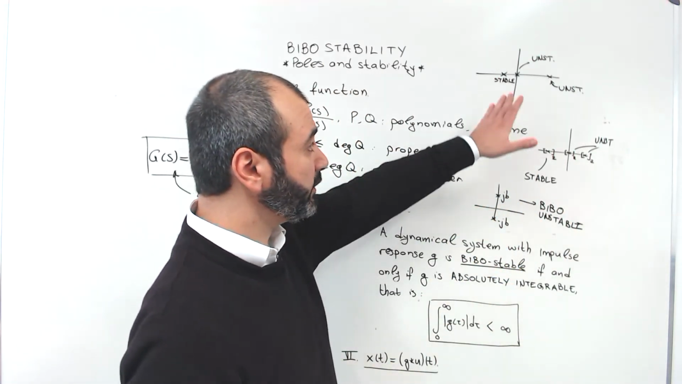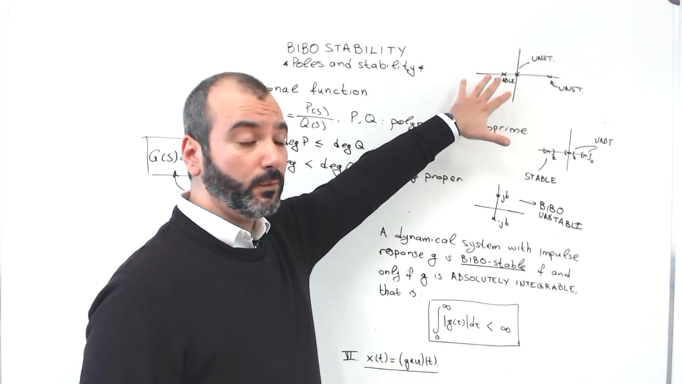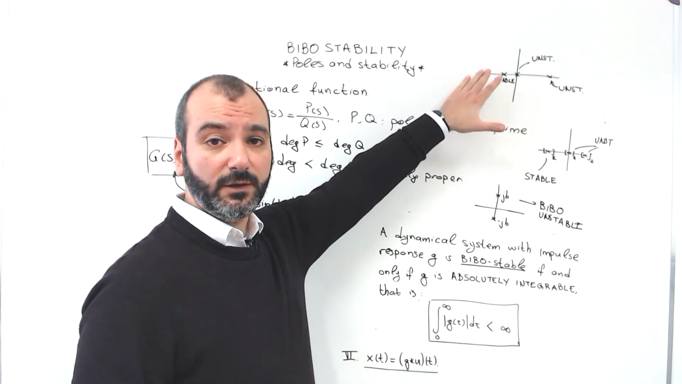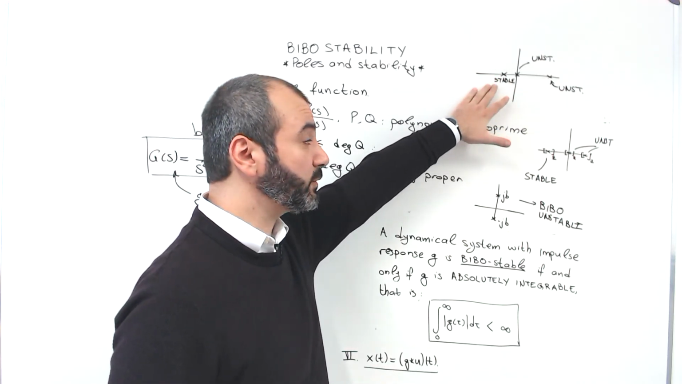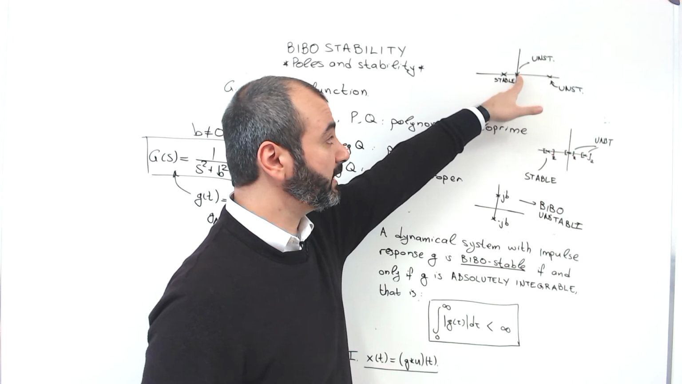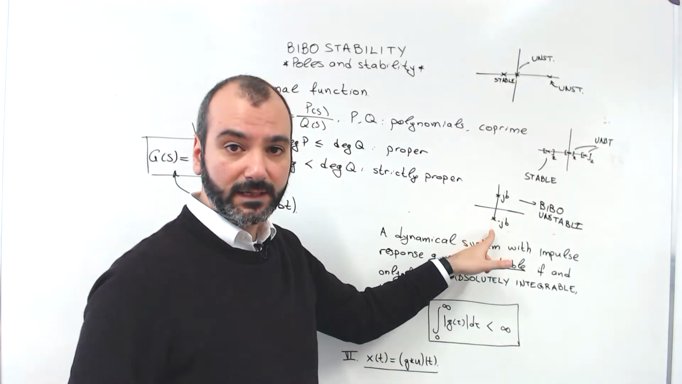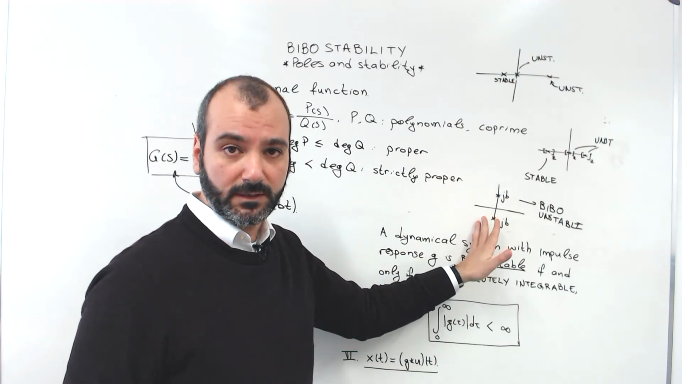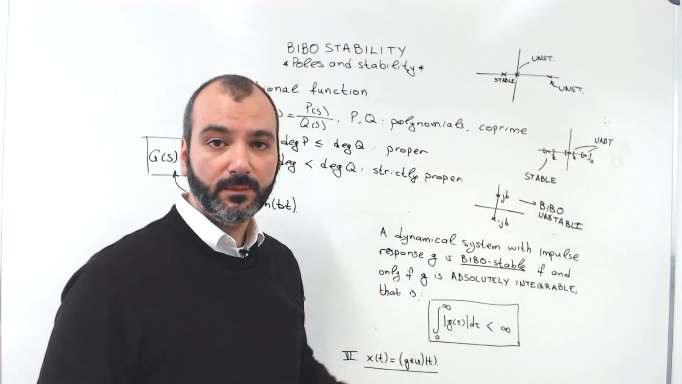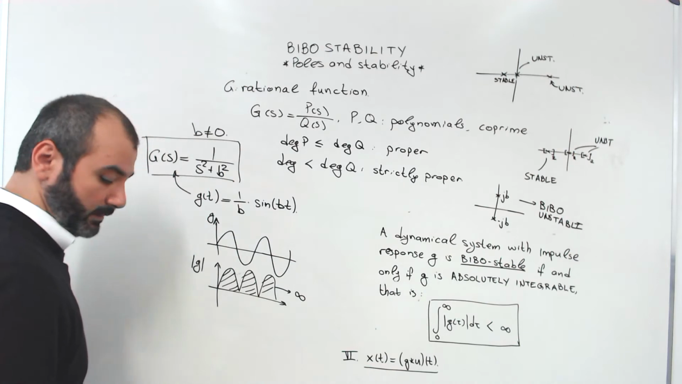So once again, when we are strictly on the left of the imaginary axis, it seems we're stable. If we are here, we are unstable. If we're on the axis, we are unstable. And again, here, if we are on the axis, it seems we are unstable. But let's give one more example to see what happens.